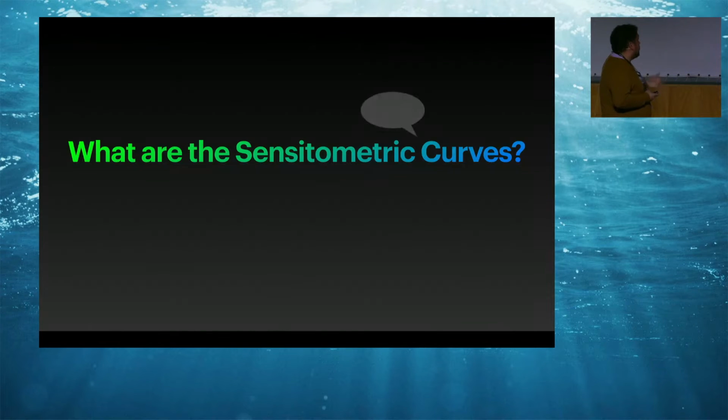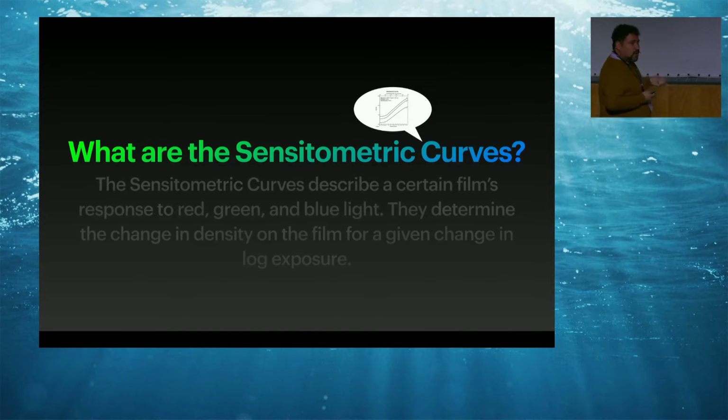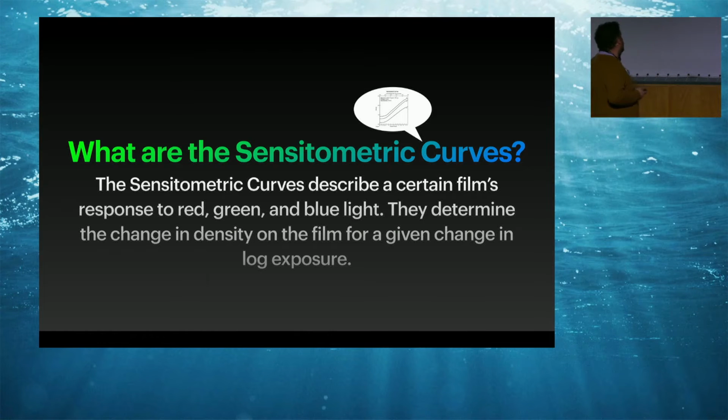So what are the sensitometric curves? Those things that we saw. The sensitometric curves describe a certain film's response to red, green, and blue light. They determine the change in density on the film for a given change of log exposure. What is the meaning of this? It's like the more light you give to that material, the differently it is going to act. And this is going to be, in practical terms, very easy.